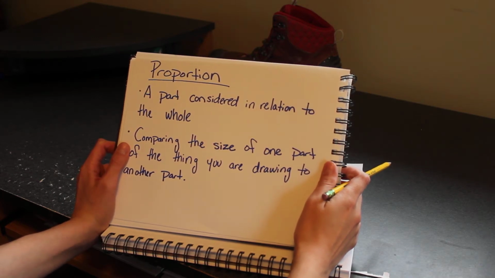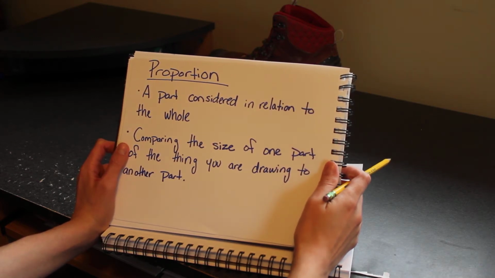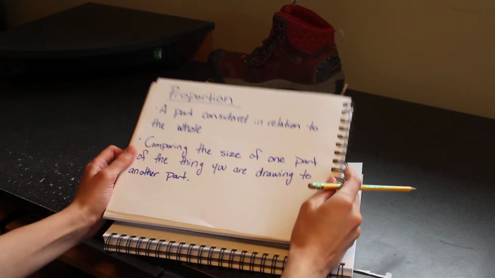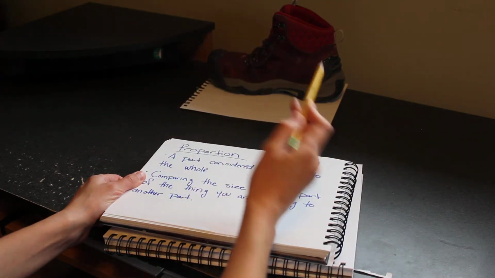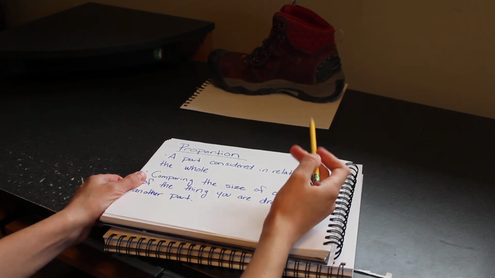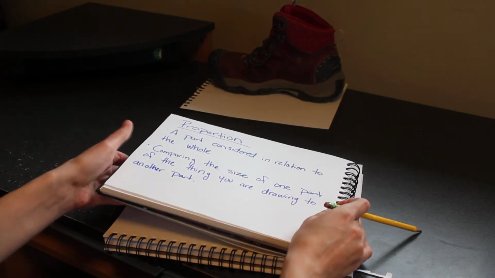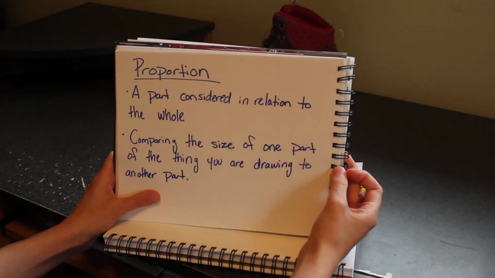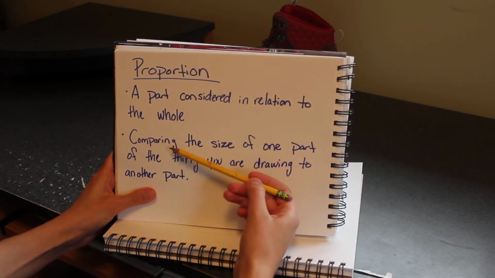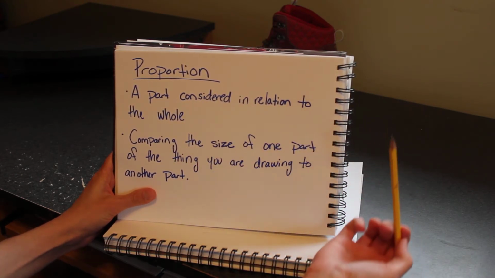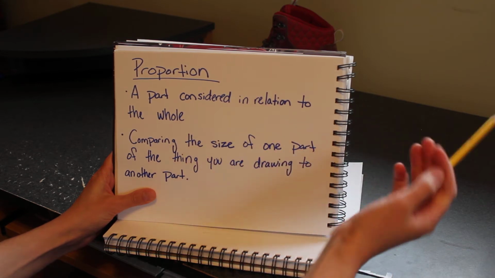Proportion is a part considered in relation to the whole. So today we're going to talk about drawing a shoe and finding proper proportion in our shoe drawing. When we are drawing, we will be comparing the size of one part of the shoe, or thing you are drawing, to another part.